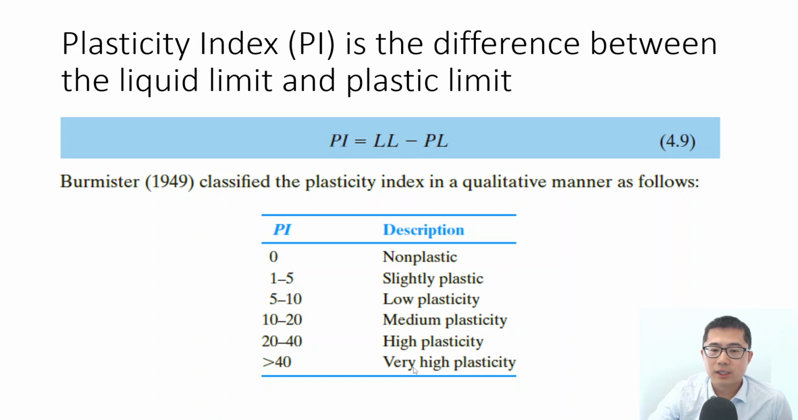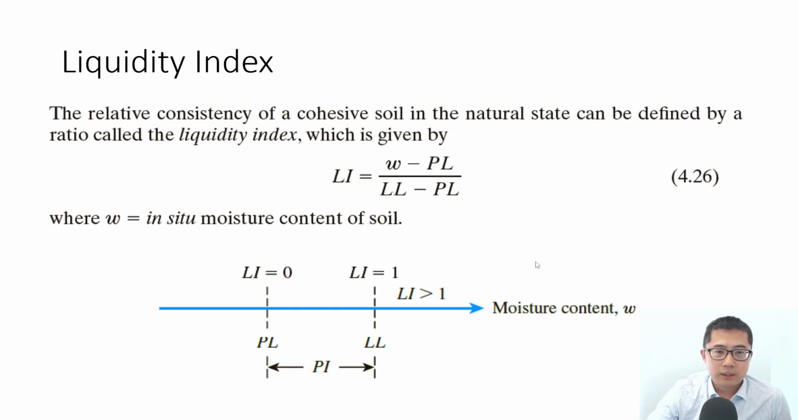That means the soil has a very high plasticity. We're going to talk more about this in the soil classification. There's another one called LI, or liquidity index. Not very popular. At least you won't really use this in soil classification, but in some of the lab testing, they will report this number as well.